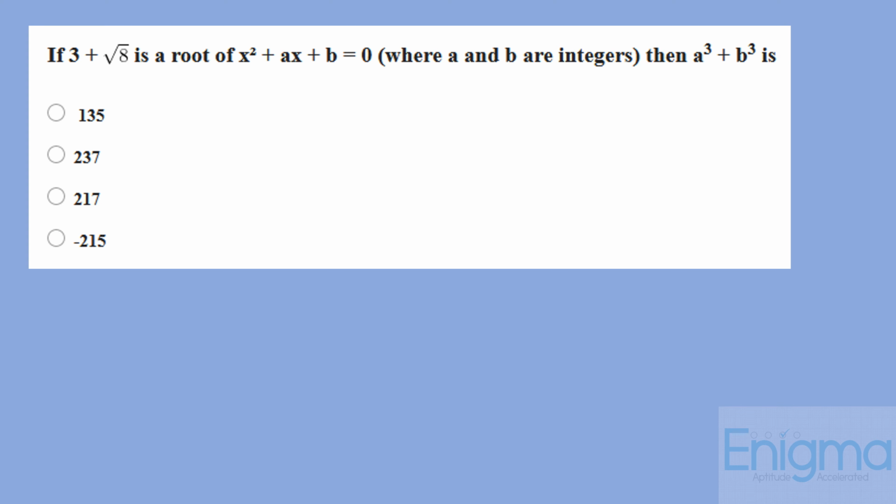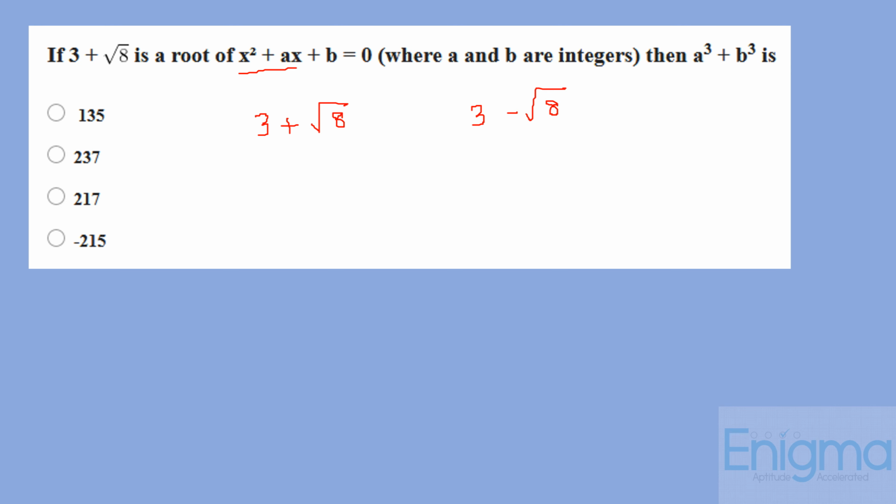If 3 plus root 8 is a root of x square plus ax plus b is equal to 0, where a and b are integers, then a cube plus b cube is. Now, when the sum of the roots is rational and one of the roots is irrational, the other root must be its conjugate. So now we have 3 plus root 8 as one of the roots, hence the other root must be 3 minus root 8.